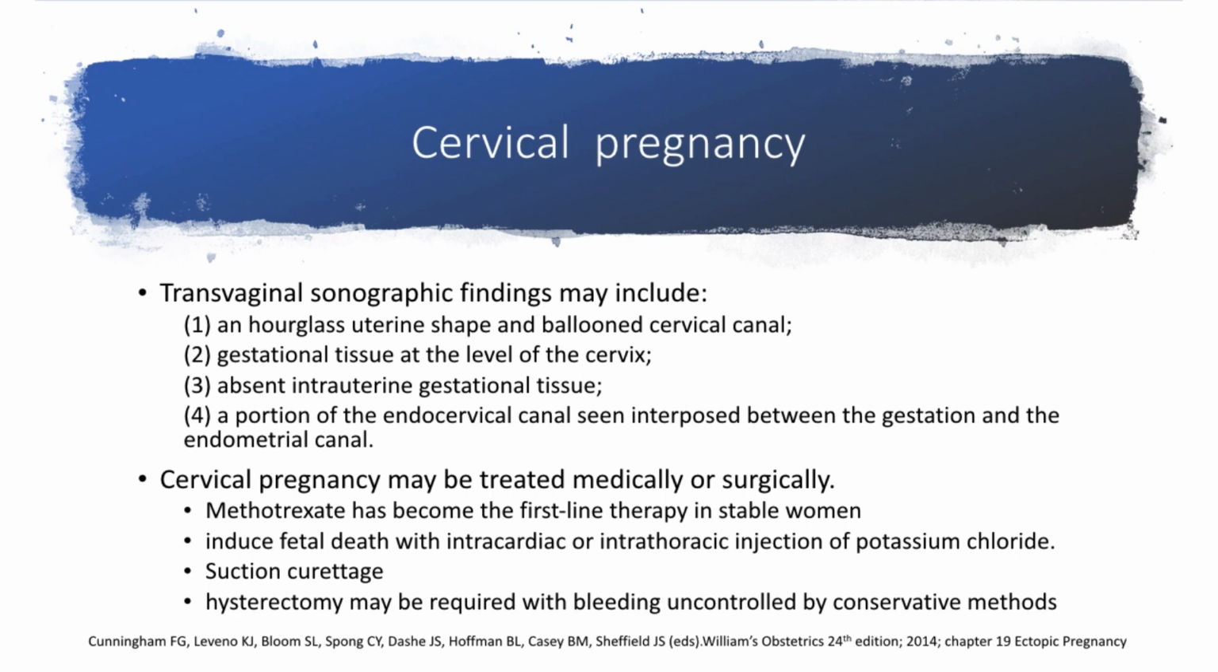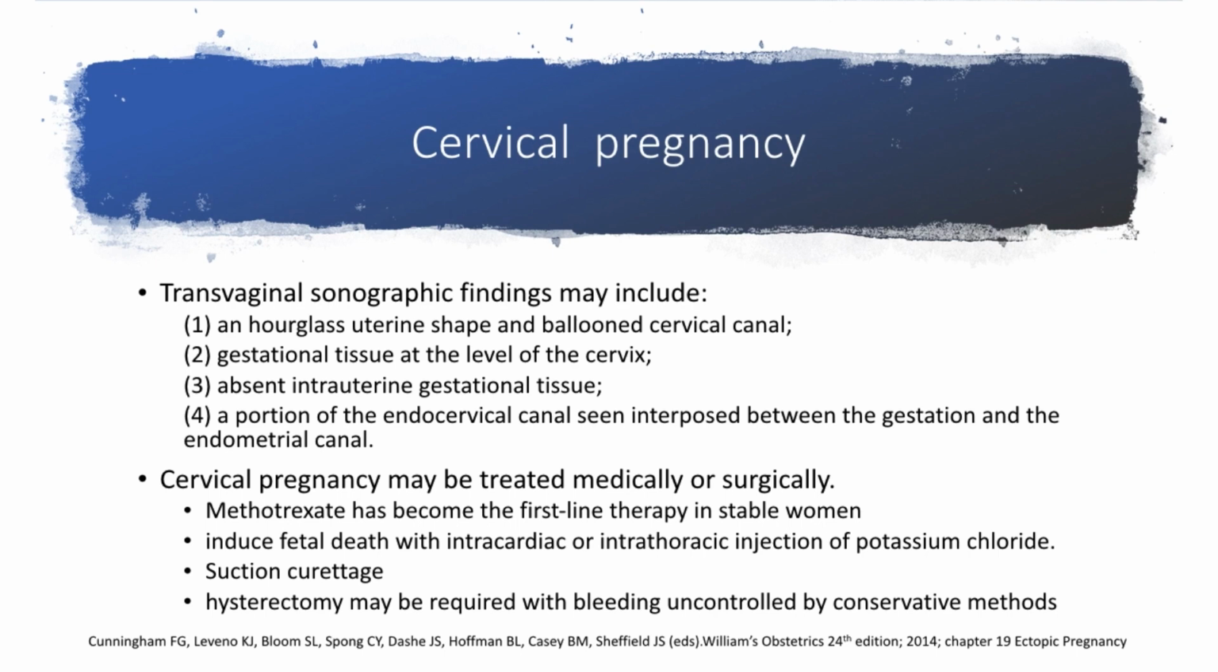Transvaginal findings in cervical pregnancy may include number 1, an hourglass uterine shape and ballooned cervical canal. Number 2, gestational tissue at the level of the cervix. Number 3, absent intrauterine gestational tissues. And number 4, a portion of the endocervical canal seen interposed between the gestation and the endometrial canal.